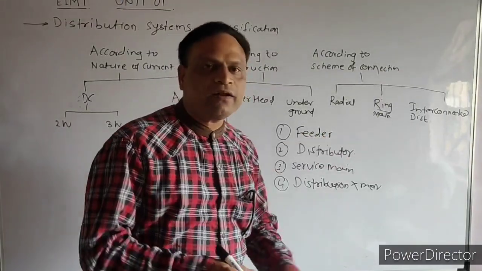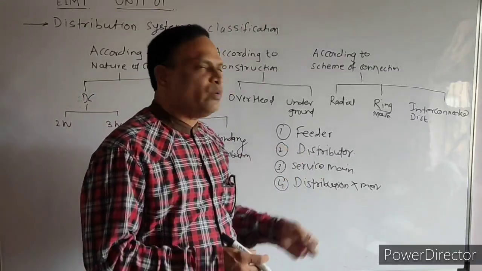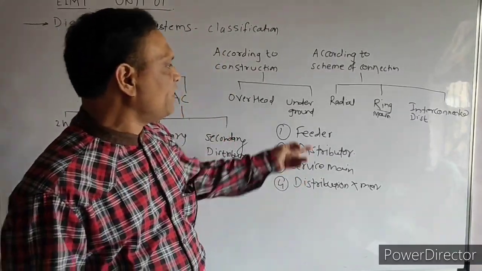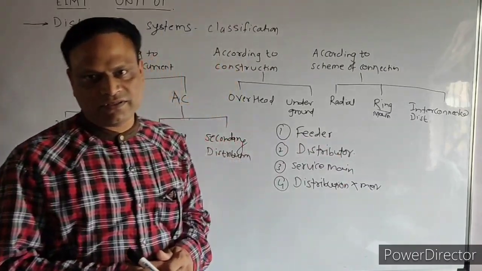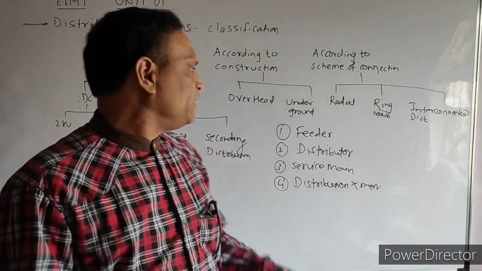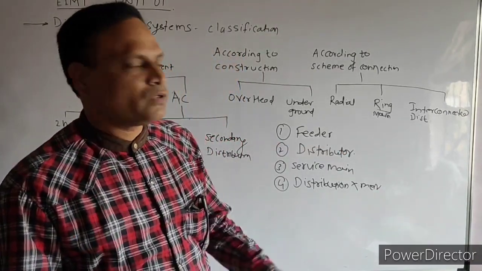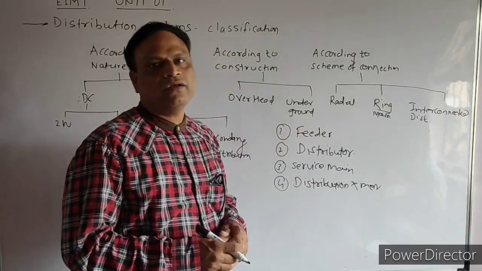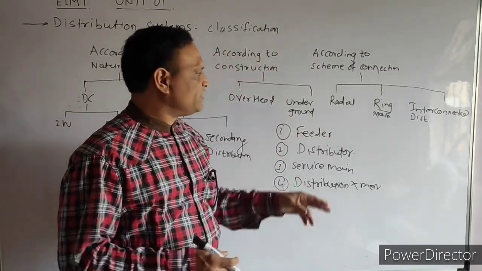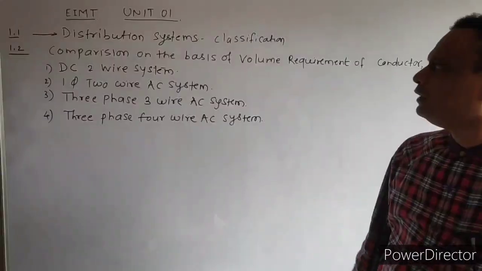See, for feeder we cannot take the tappings, but for distributor we can take the tappings. This is again one of the main difference. So feeder is a high voltage term and the distributor is a low voltage term. So this is what we have to understand for the classification and various components of distribution system.